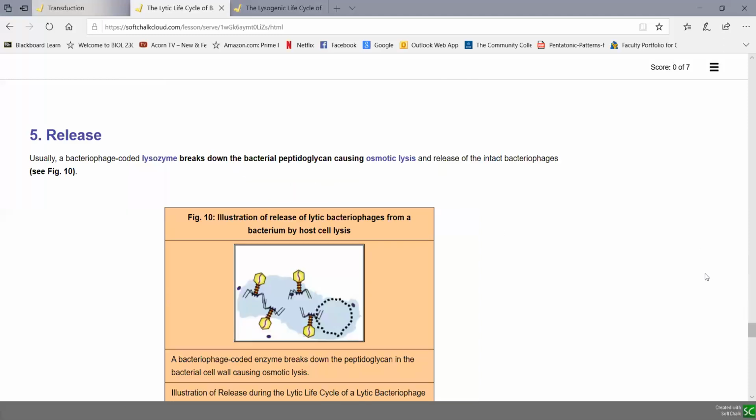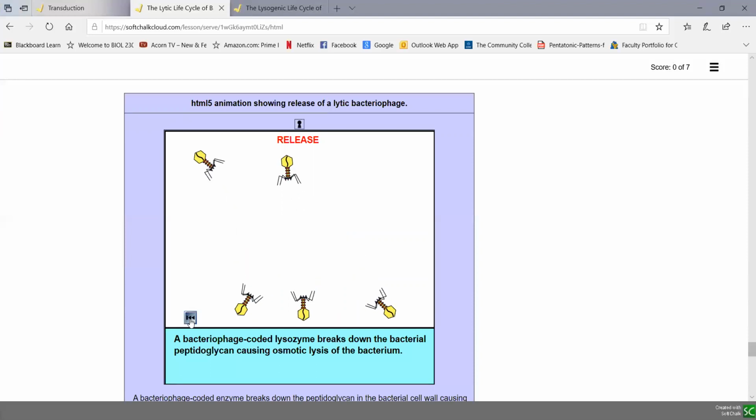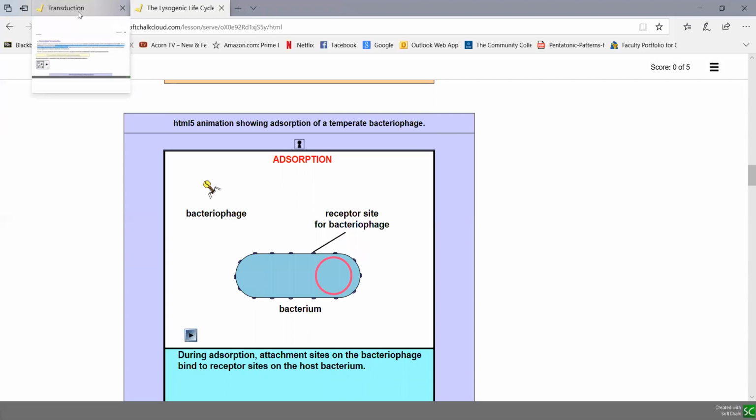And then during release, a lysozyme enzyme breaks down the peptidoglycan of the bacterium, causing it to burst from osmotic pressure, and the viruses or bacteriophages are dumped out. At that point, they can infect and replicate in additional bacteria. So that's basically the steps involved in the lytic life cycle of bacteriophages. Now let's go back to our transduction, because the mistake is going to occur here that allows transduction during the maturation step.